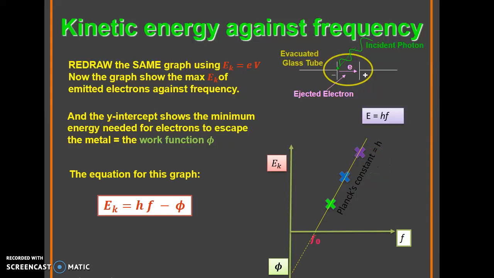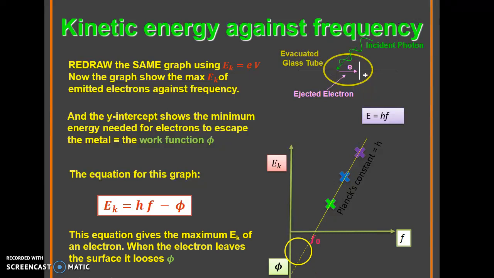Right, so for this graph, if you think y equals mx plus c, y is EK, m is your gradient, x is f, and c is negative phi, because there's a negative y-intercept. Remember that symbol there is phi, or otherwise the work function, and there's a negative intercept here. So the equation gives the maximum kinetic energy of an electron. So when the electron leaves the surface, it will lose the work function, or lose energy. And so that's why it's negative.